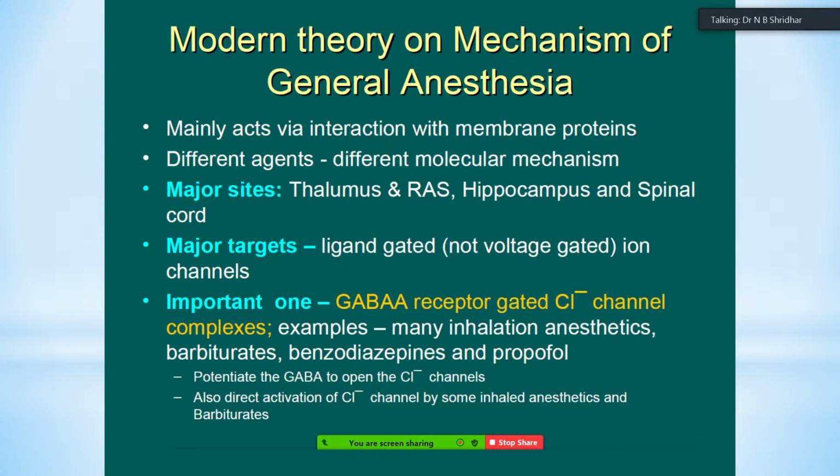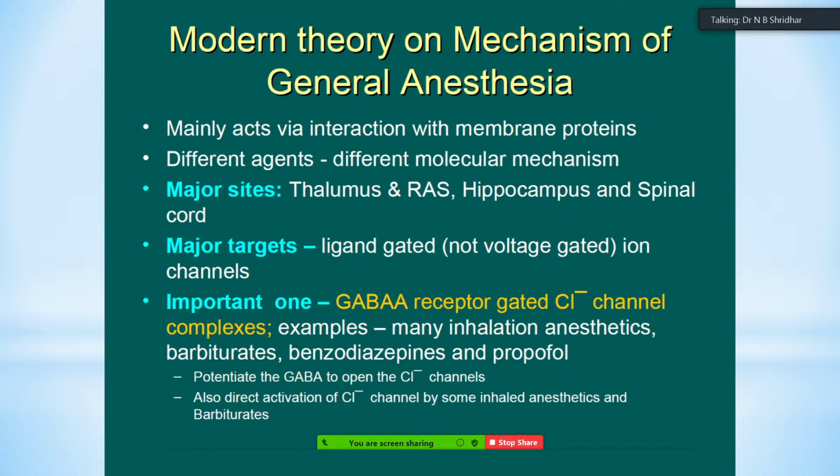The important one among these is the GABA A receptor, the gated chloride ion channel complexes. GABA A receptor gated chloride ion channels are very important in the induction of anesthesia. Many inhalant anesthetics act by this specific mechanism, especially maybe halothane and ether, and of course the barbiturates, benzodiazepines and propofol. They induce anesthesia with action on the GABA A type of receptors.